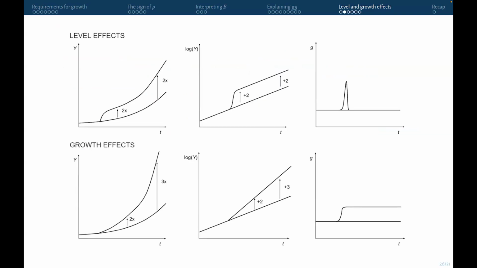Here's a way to visualize them. If you've got your baseline path of output growth, then the level effect is you're always, say, double what you would have been. In the long term, that means you're always a constant proportion higher. The growth rate rises while you're shifting to the higher path, but then the long run growth rate is the same. For growth effects, the long run growth rate is higher, which means the proportional gap is itself growing over time.